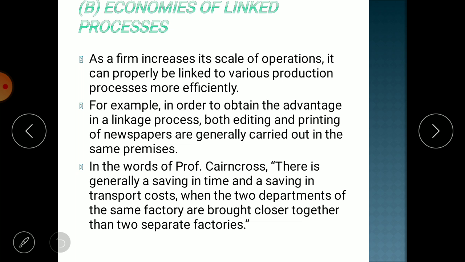Getting it? That is given here in the form of example of newspaper. In newspaper, two processes are there. One is editing and second is printing. If you are keeping these two departments at one premises only, then your cost of transportation will be saved.